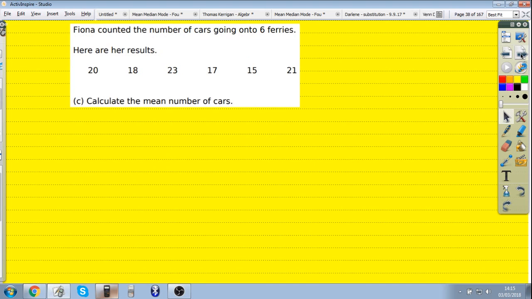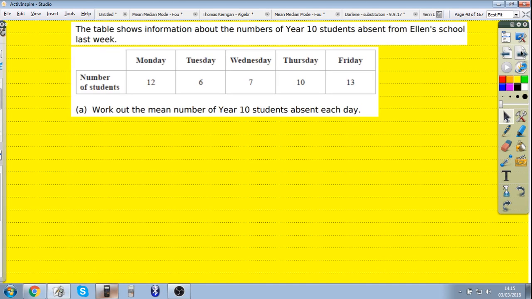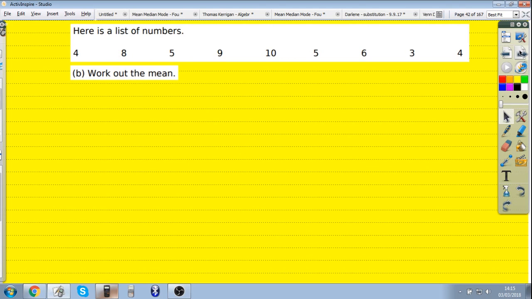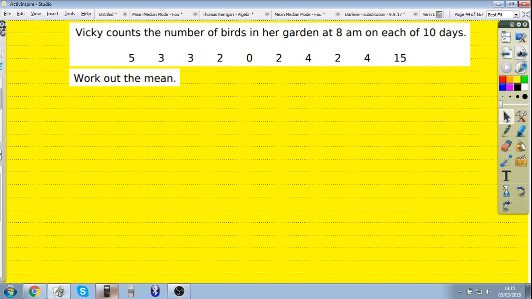Okay, same idea, bigger numbers. All the same to your calculator. So what are you dividing by for this one? 5. Yep. More numbers. What would you put into your calculator for this one?